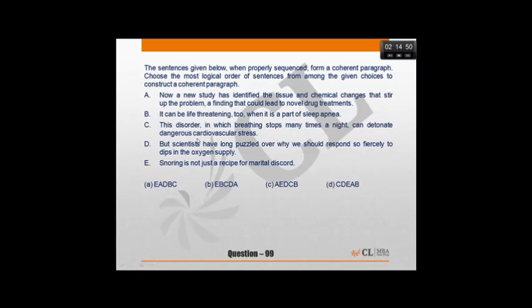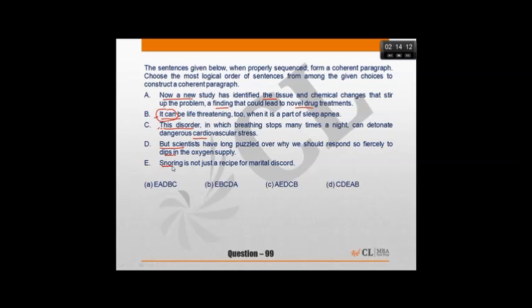99. Parajumble. Now a new study has identified the tissue and chemical changes that stir up the problem, a finding that could lead to novel drug treatments. It can be life-threatening. What can be life-threatening has to be found out. Life-threatening too, when it is a part of sleep apnea. This disorder can be life-threatening, in which breathing stops many times at night and can detonate dangerous cardiovascular stress. But scientists have long puzzled over why we should respond so fiercely to dips in oxygen supply.